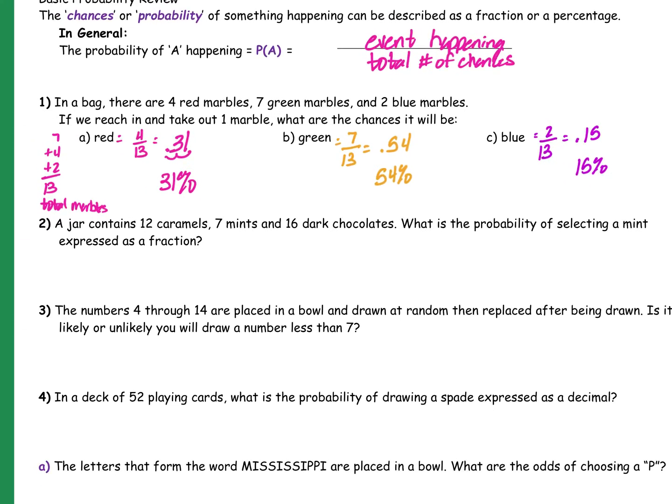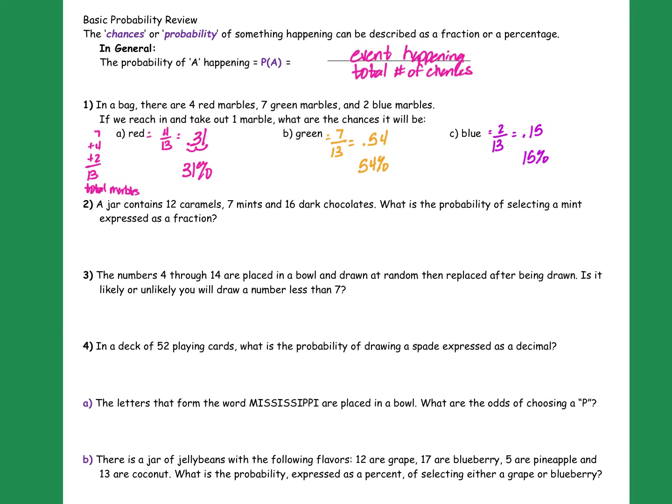Okay, so now we're going to go to another little story problem. If it tells me how it wants it, then I don't have to do all 3. But if it doesn't, then I have to do all 3. Does that make sense? So I have to write it as a fraction, a decimal, and a percentage if it doesn't tell me what it wants.